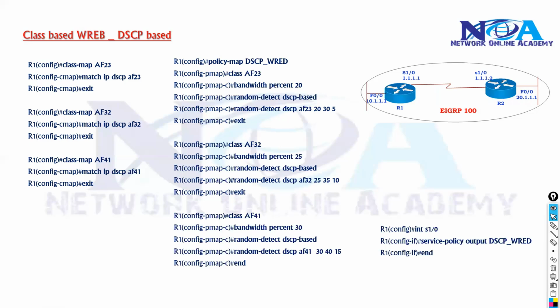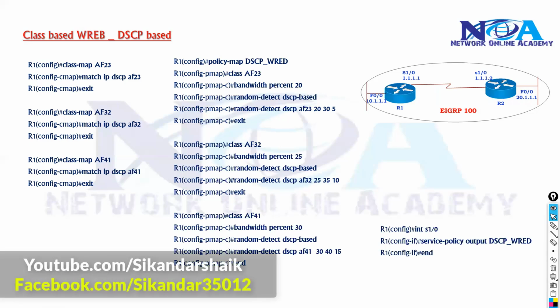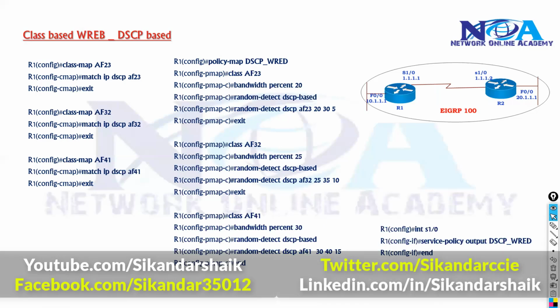So it's up to you to decide which type of random detect you want to do, whether based on DSCP or based on IP precedence. You can go ahead and configure. Whenever you see any configuration with random detect, you have to understand that weighted random early detection was enabled for that particular traffic inside the policy map.